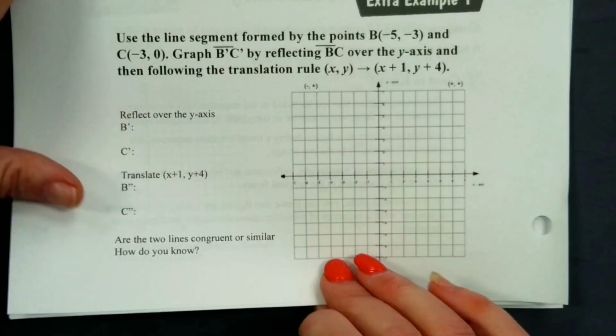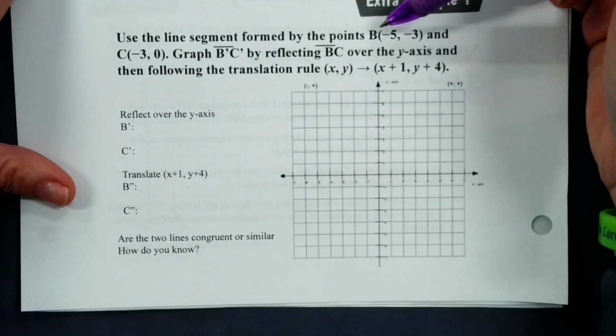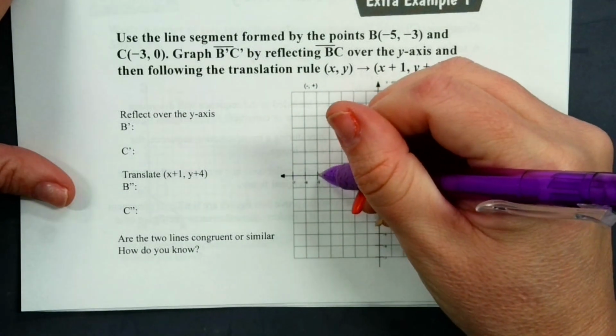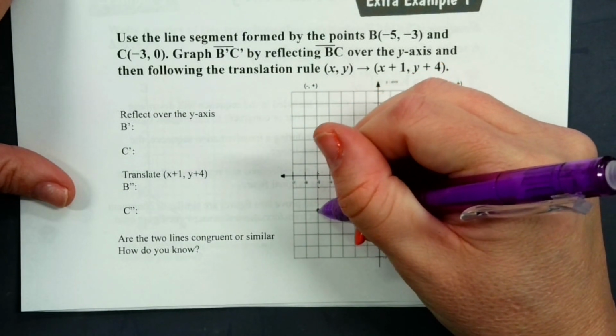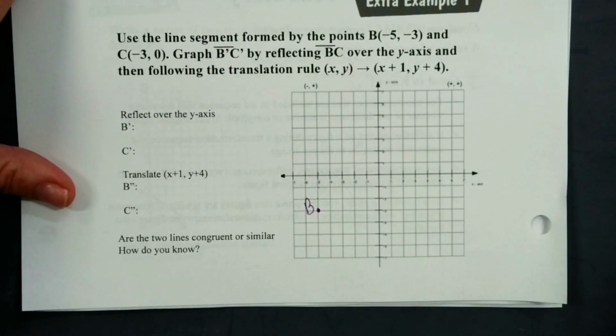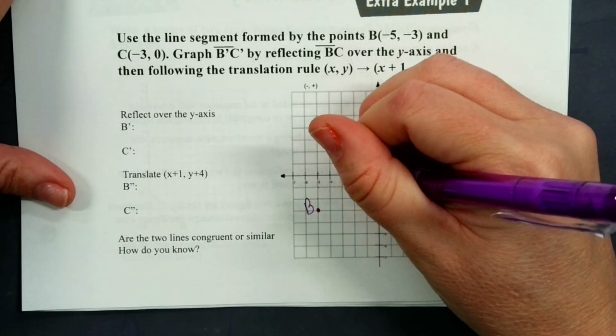All right, let's try another one. This one's just going to be a line. We're going to graph our line BC. So -5, 1, 2, 3, 4, 5, down 1, 2, 3. C is over -3, up or down 0.